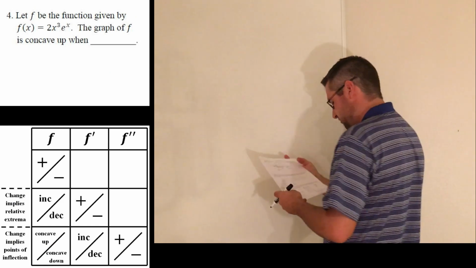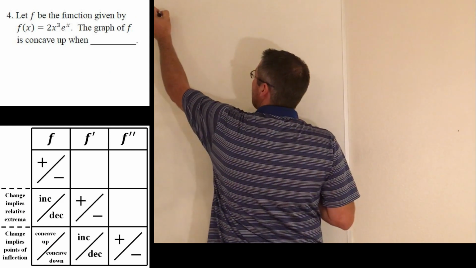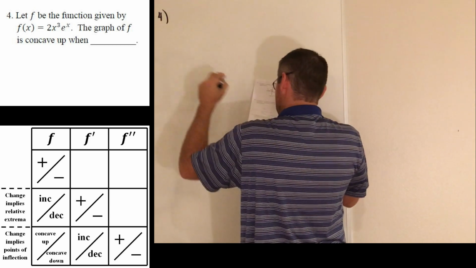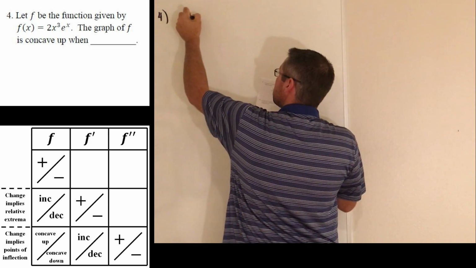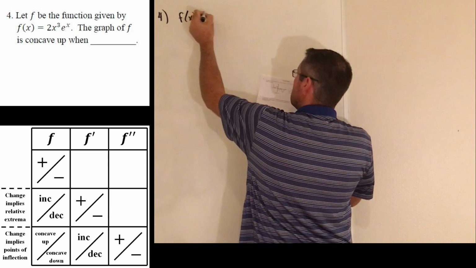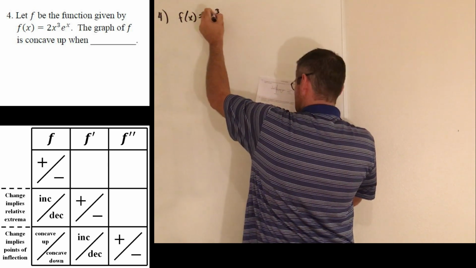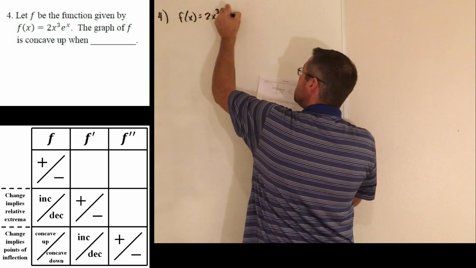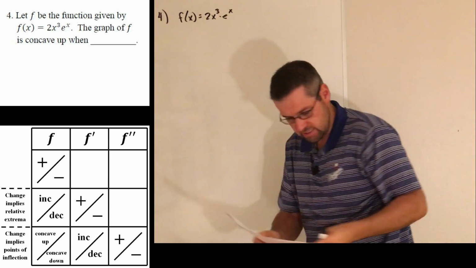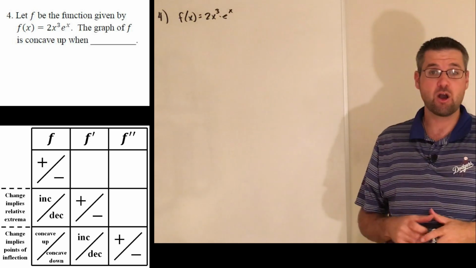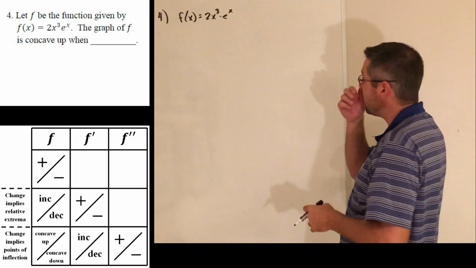Okay, number 4 is actually a calculator problem, and it gives us the function f of x equals 2x cubed times e to the x. Okay, and it's asking when f is concave up. Where is f concave up?